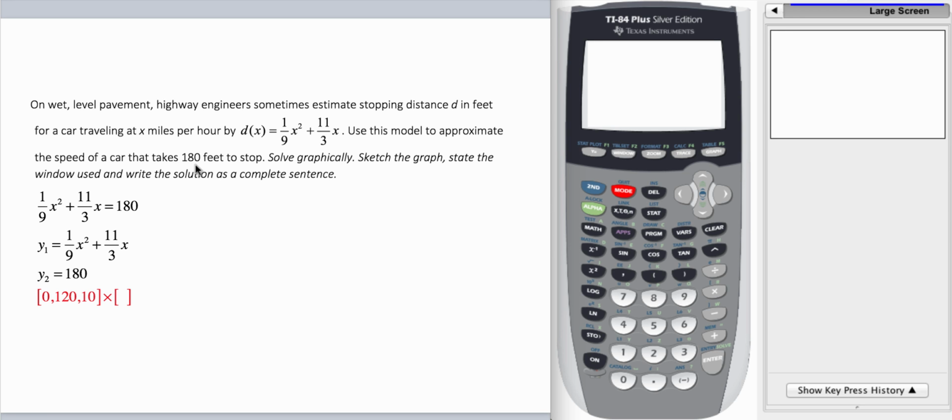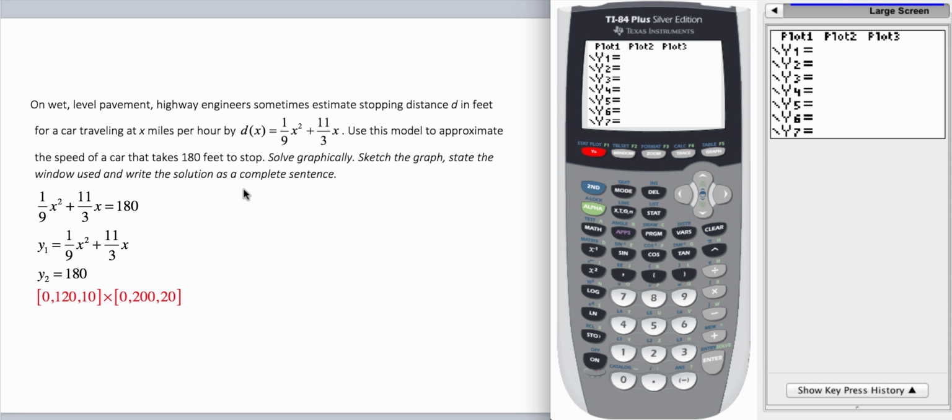So you could have said 185, 200, 500. You could be as generous as you want with that window. Keeping it somewhat near the value of 180 will give us the best opportunity to find that intersection in the window that we want. So let's start entering this into our calculator. In y equals, y1 is going to be 1/9 x squared plus 11/3 x. Notice how I didn't even touch the calculator until I decided what goes in y1, what goes in y2, and what my window should be.